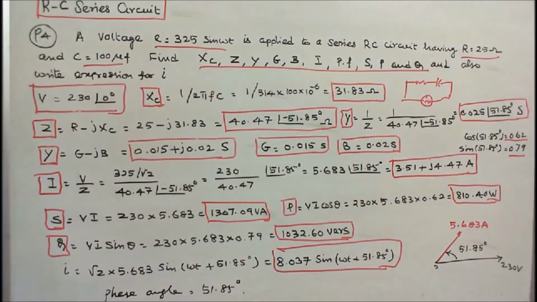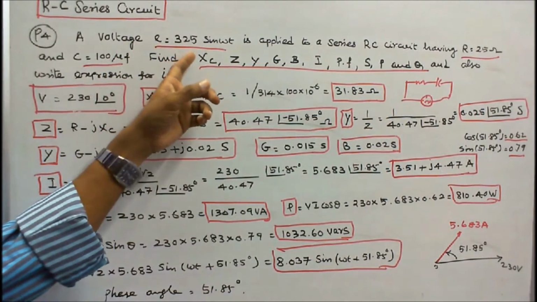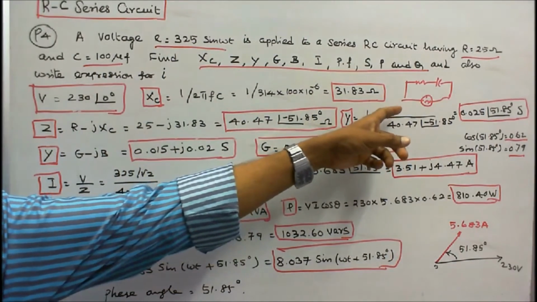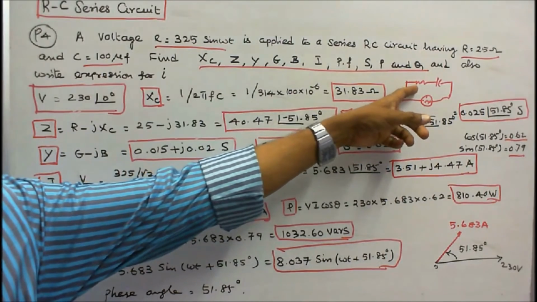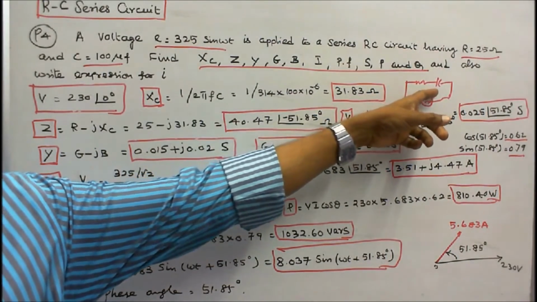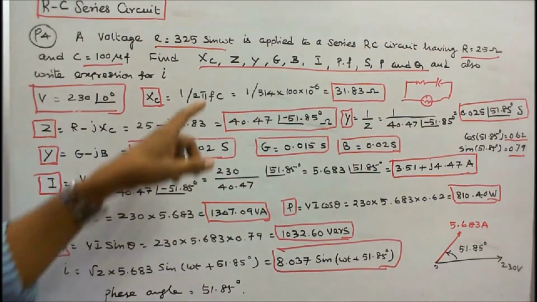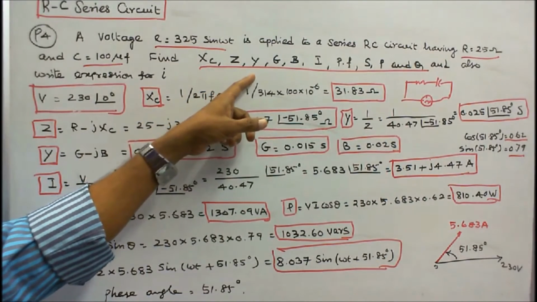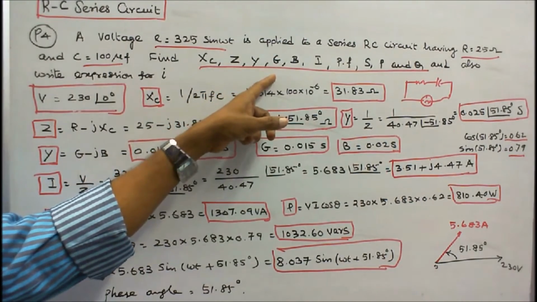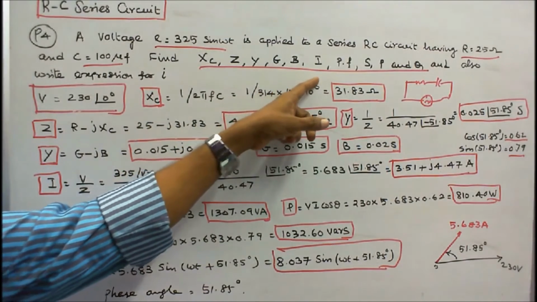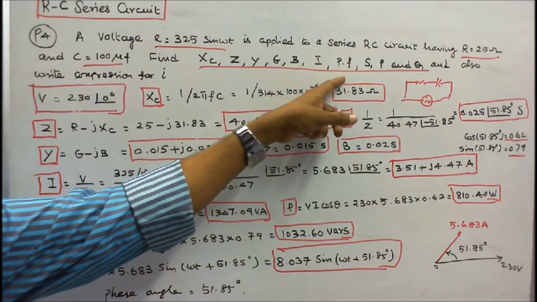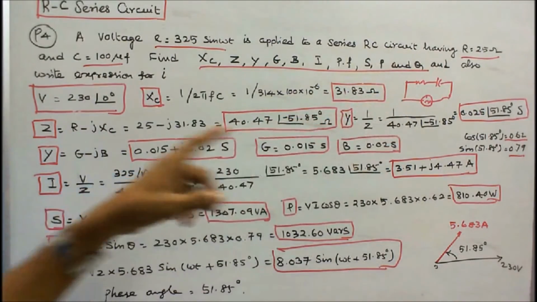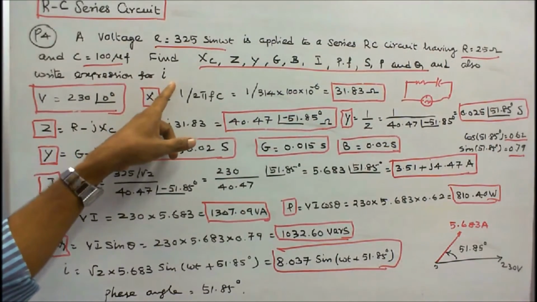Problem number 4. A voltage E = 325 sin ωt is applied to a series RC circuit having R = 25 ohms and C = 100 microfarads. Find capacitive reactance Xc, impedance Z, admittance Y, conductance G, susceptance B, total current I, power factor, apparent power S, real power P and reactive power Q, and also write the expression for instantaneous current i.